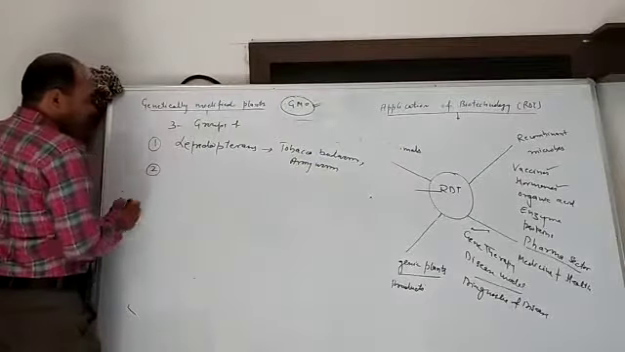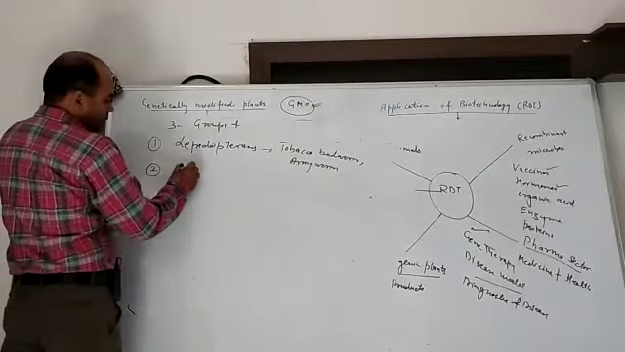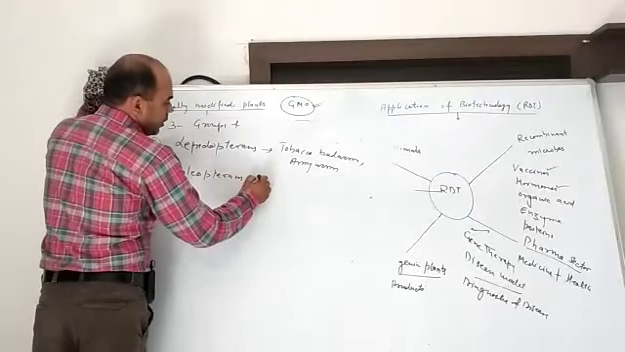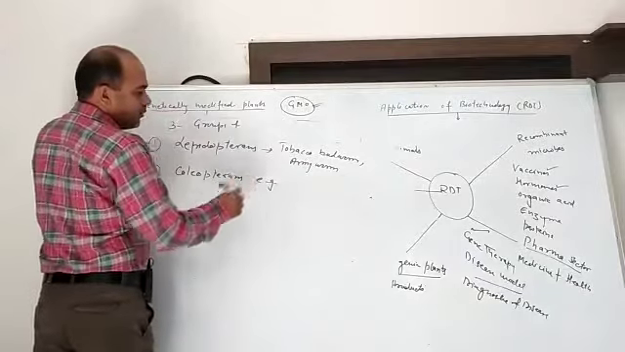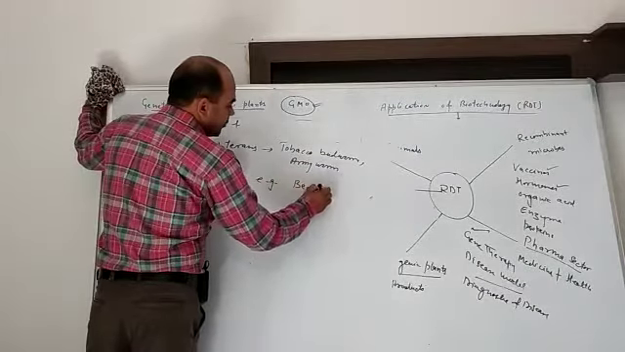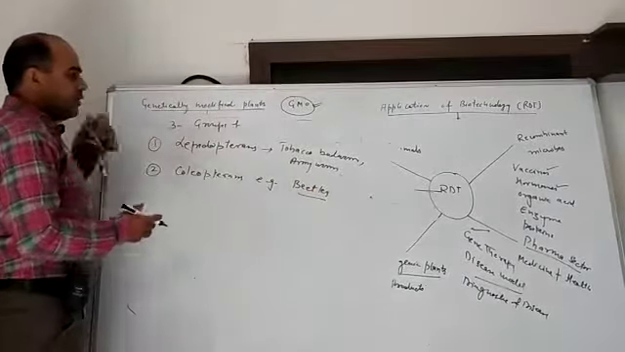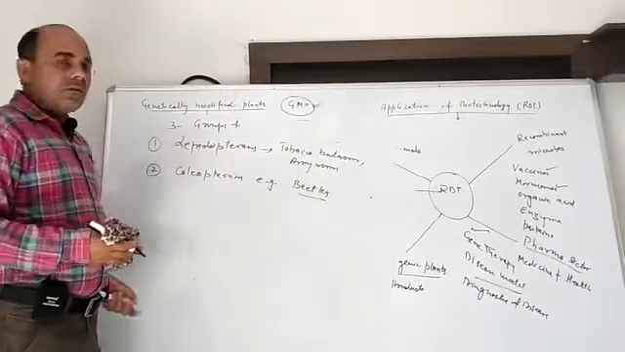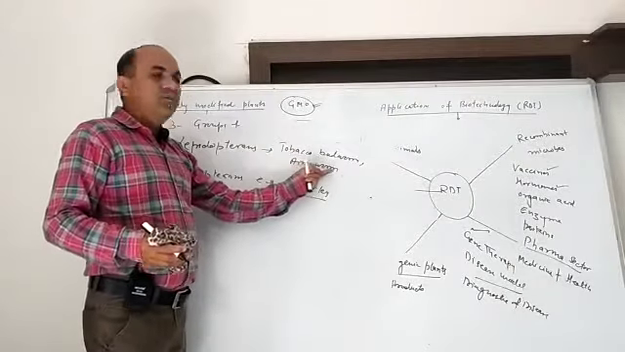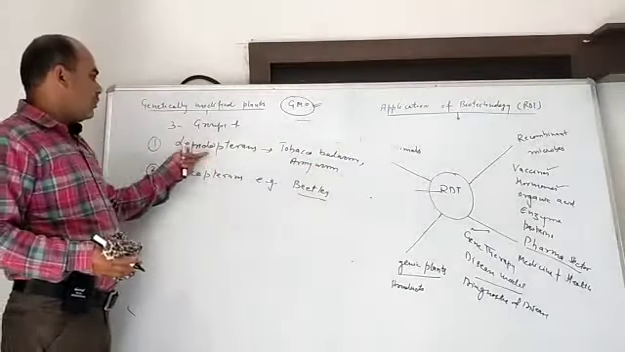The second group is called Coleopteran, in which a particular example is given: beetles. These insects belong to the class group called Coleopteran. Tobacco budworm and armyworm belong to the group called Lepidopteran.